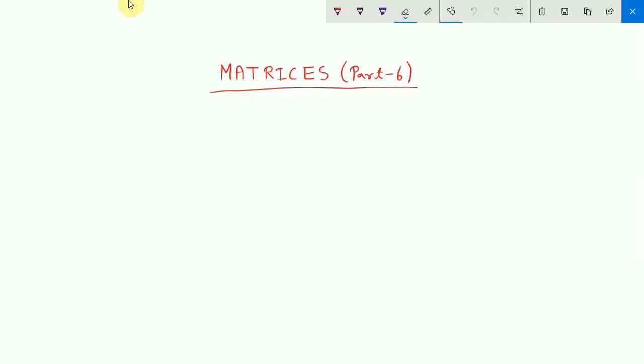This is the sixth lecture of matrices. Till last lecture we have discussed what is matrix, types of matrices, then operation of matrices, under which we have covered addition, subtraction, scalar multiplication and multiplication of two matrices. After that we have seen how to calculate trace of a matrix and properties of trace of a matrix. We have also discussed transpose of a matrix and its properties.